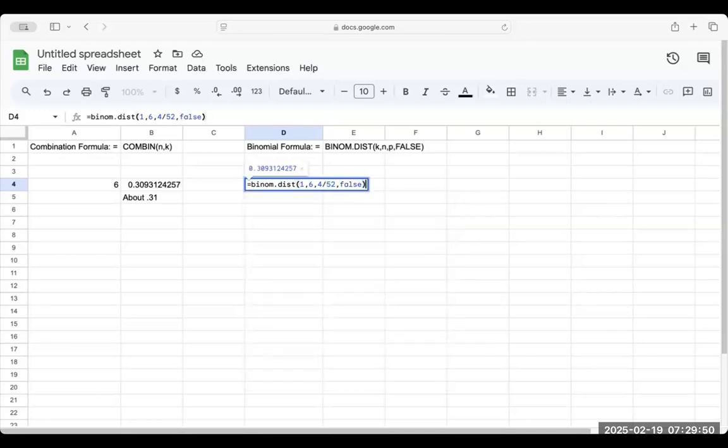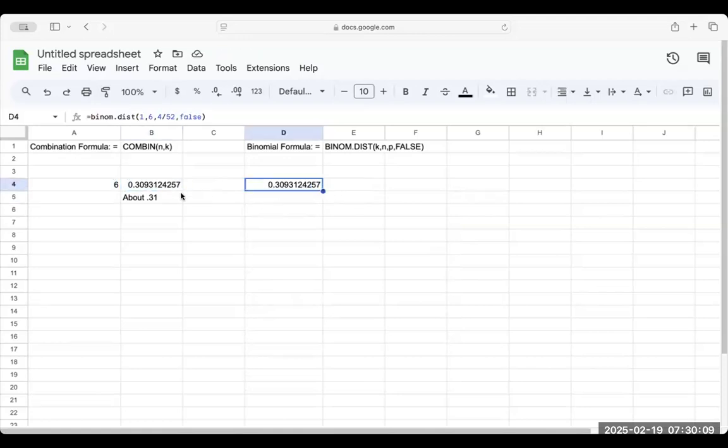Cumulative means, do you want everything under 1 as well? Like all of the different situations that could occur under 1. But right now, it doesn't make sense, so we're just going to put false all the time, okay? And then let's see what happens. So I get 0.309, exactly what I got here.